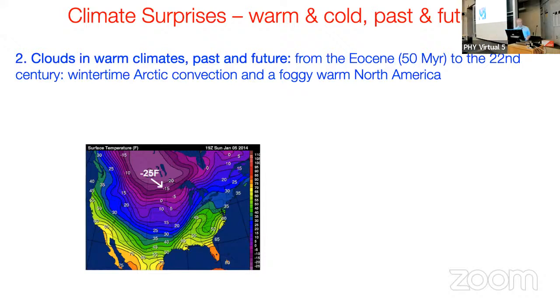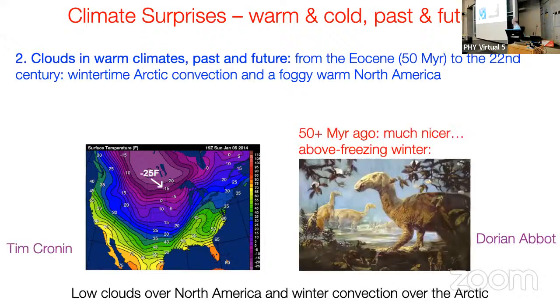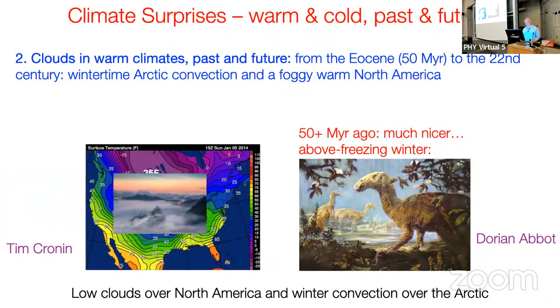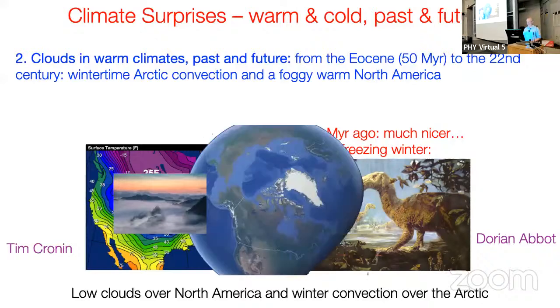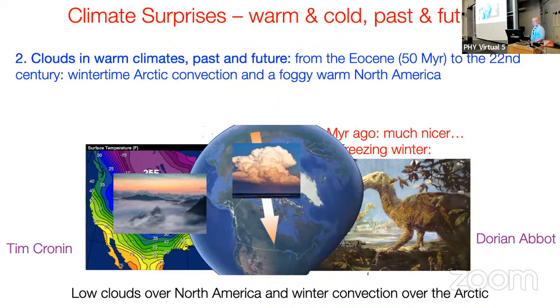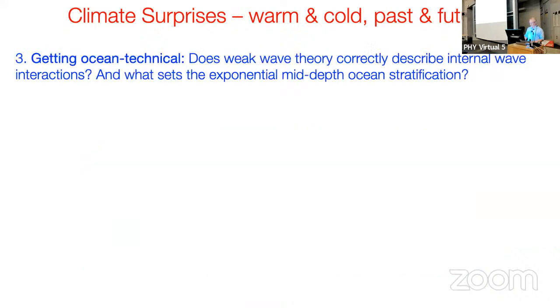Okay, so we talked about Arctic air formation in the present day climate, and we talked about the fact that the same area, say Wyoming, was nice and warm and pleasant 50 million years ago. To explain that, we came up with two cloud feedbacks. One was low clouds, so basically fog over the continent, and the other was these convective clouds over the Arctic, and together they keep the Arctic ice free and warm the continent, and that's how we tried to explain this. This is the work of Tim Cronin and Dorian Abbott as a postdoc and student years ago.